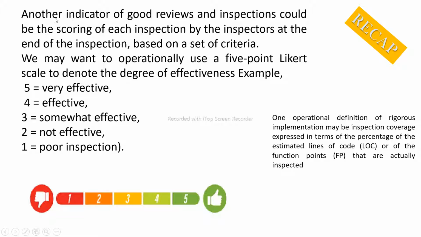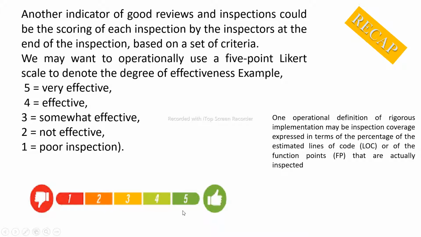In the last class, we also saw that another indicator for good reviews and inspection could be the scoring of each inspection by the inspectors at the end of inspection. Based on a set of criteria, we may want to operationally use a 5-point Likert scale. This is an important scale, which we call a Likert scale, to denote the degree of effectiveness. It means we have a scale in which we set different numbers: 5, 4, 3, 2, 1. 5 denotes very effective, 4 effective, 3 somewhat effective, 2 not effective, and 1 very poor inspection. This we studied in the last class.